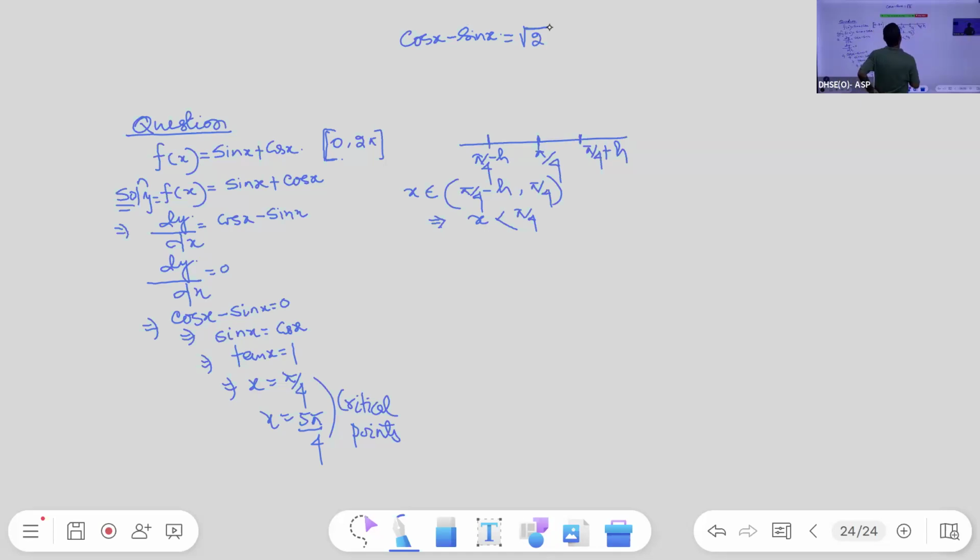Root 2 into 1 upon root 2 cos x minus 1 upon root 2 sin x. So 1 upon root 2 is cos pi by 4. So this is equal to root 2 into cos x plus pi by 4, right? So first order dy upon dx, that is equal to cos x minus sin x, can be written as root 2 into cos of x plus pi by 4, right?